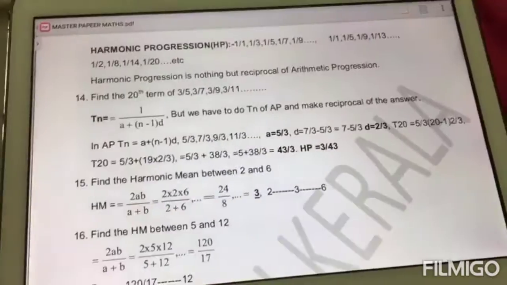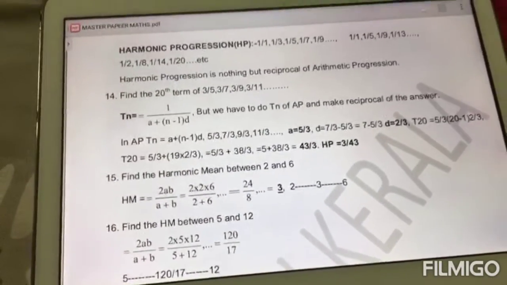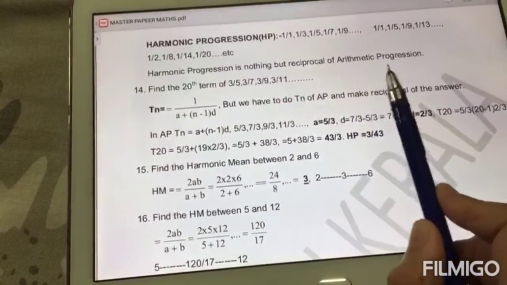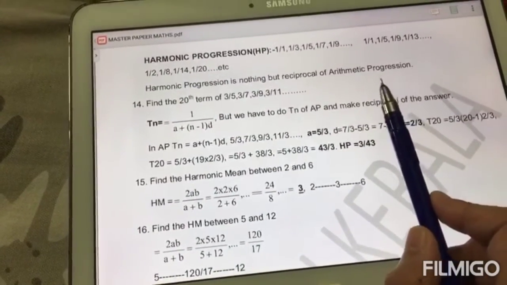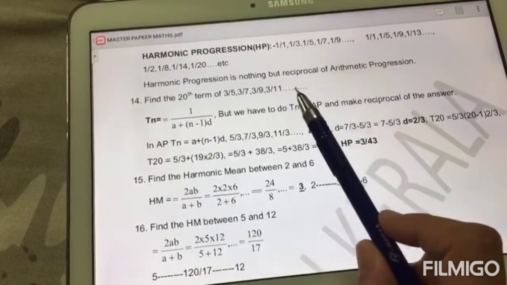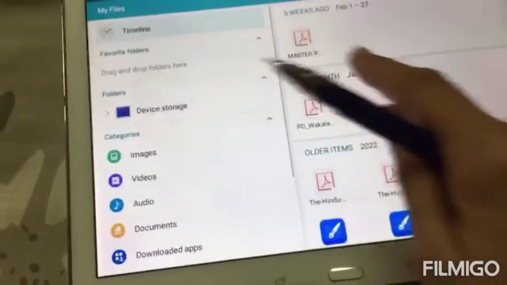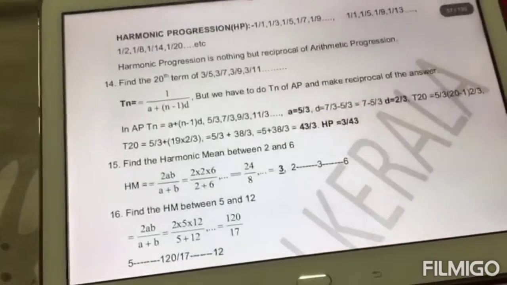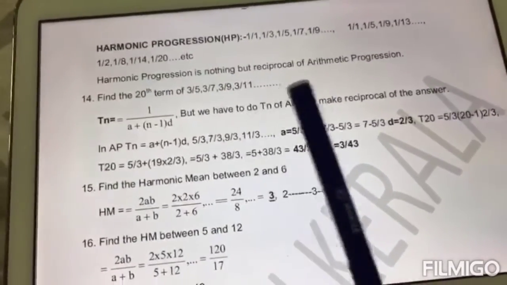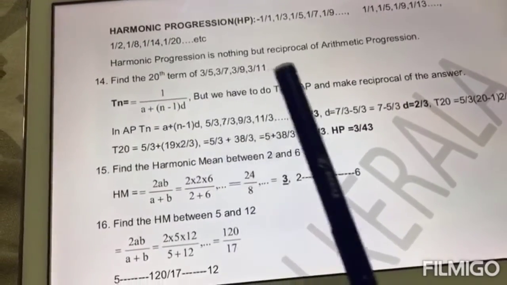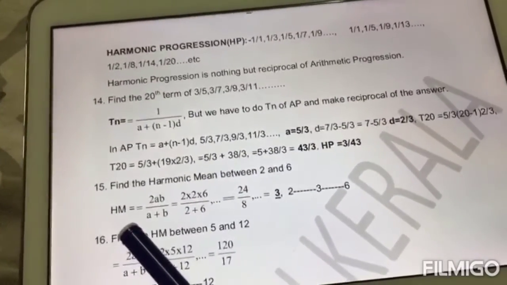Now, harmonic progression. Harmonic progression is nothing but the reciprocal of arithmetic progression. So it's the reciprocal of arithmetic progression. For example, find the 20th term of this series.